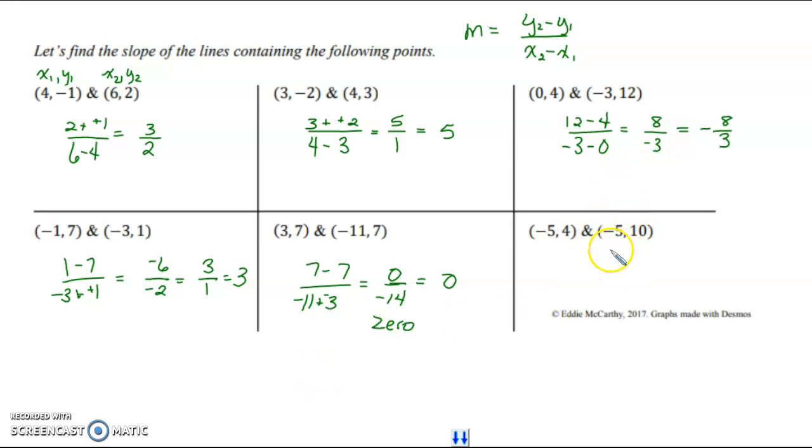Our last one, I have 10 minus 4 over negative 5 minus negative 5. Keep change. 10 minus 4 is 6. Negative 5 plus positive 5 is 0. I have 0 as a denominator. That means this is undefined. Oops, let me write the word in there. Undefined.